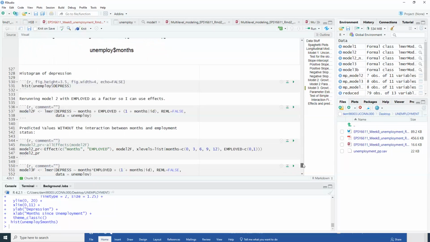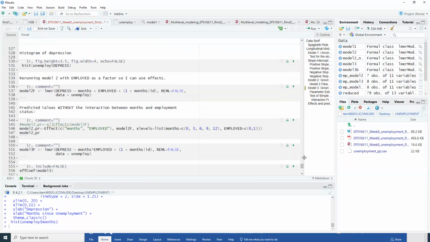Okay. So with the effects package, sometimes I have found it easier to have variables like employed as factors to get what I want. So here I just reran model 2 with employed as a factor variable versus a covariate. There's nothing different here. I'm just rerunning that with employed as a factor variable.